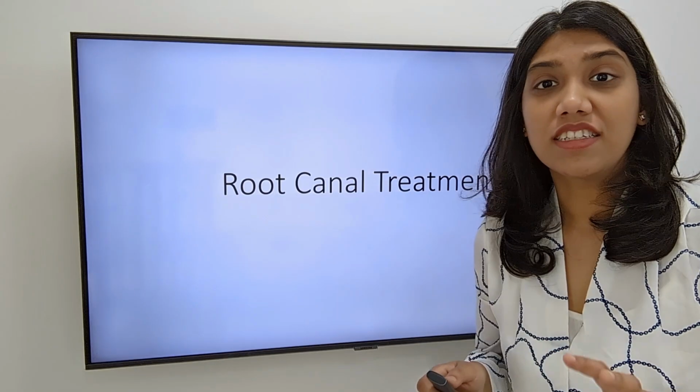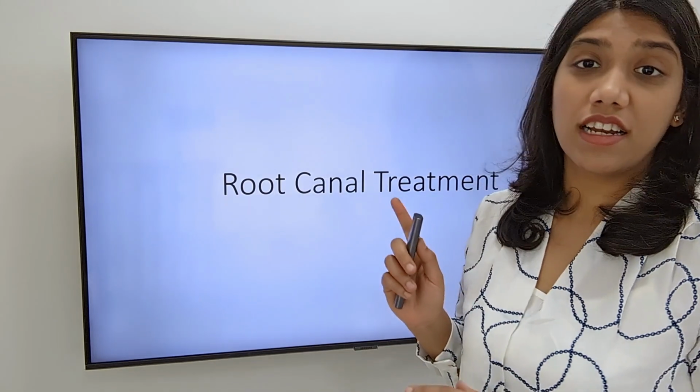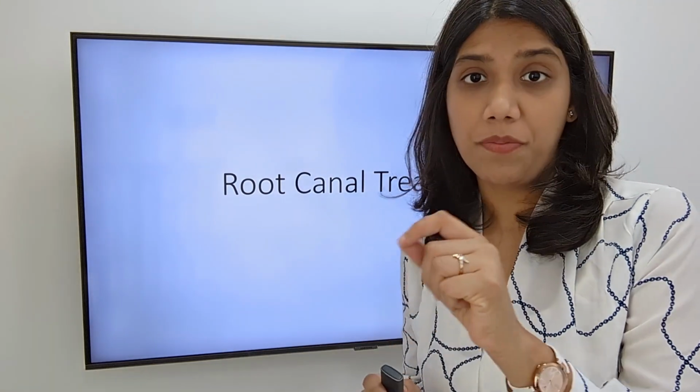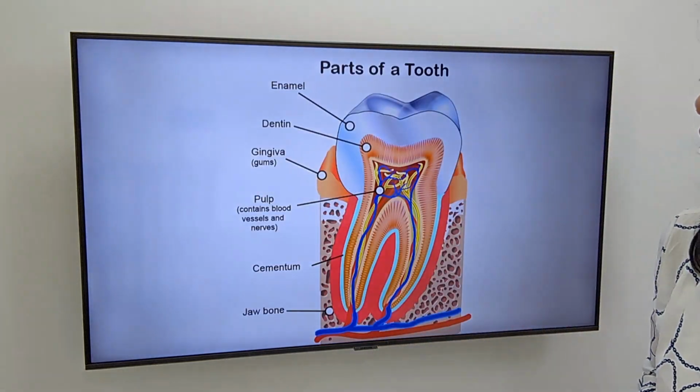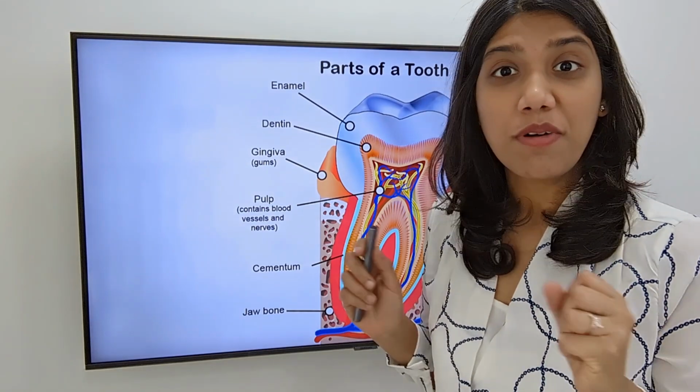So today we understand the root canal treatment, which is done in a milk tooth. So let's see first the parts of the teeth. Okay, what parts are there in the teeth?